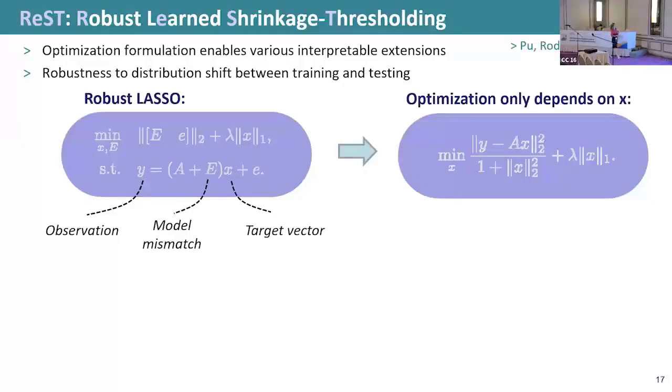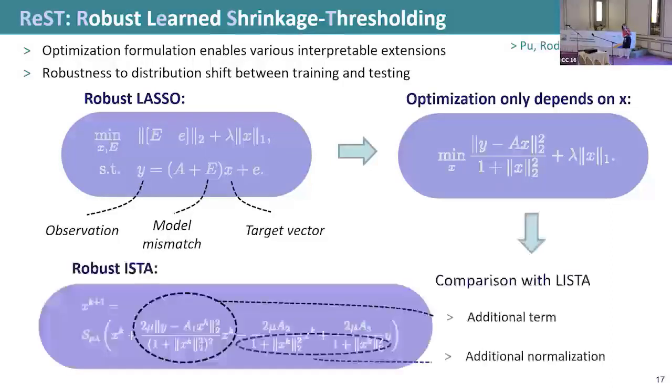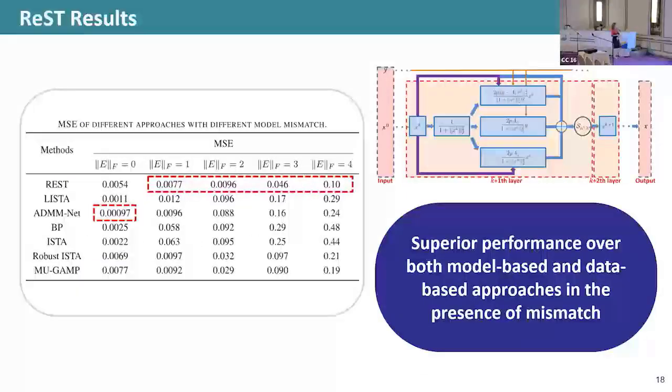So now, instead of doing unfolding on the objective we had before, we could do unfolding on this new metric. We end up getting a robust network, but we're not guessing it. It comes from the mathematical formulation. And not surprisingly, we can show that this new network is in fact much more robust than standard networks. So if the test data and the training data are not the same, then we get much better performance using this network.